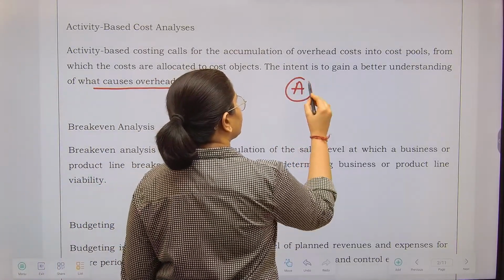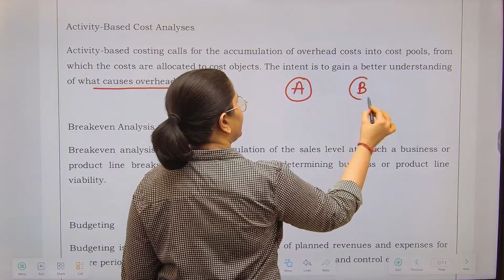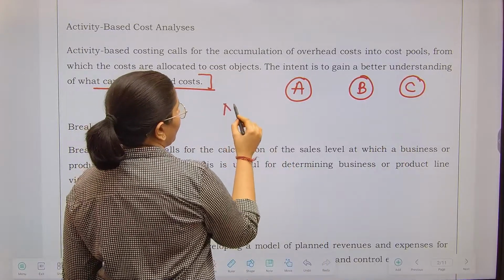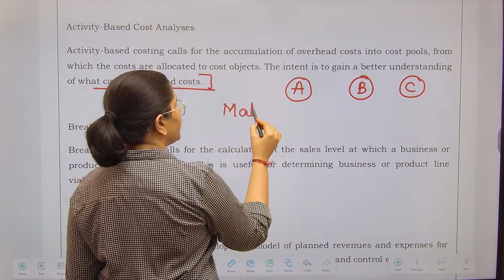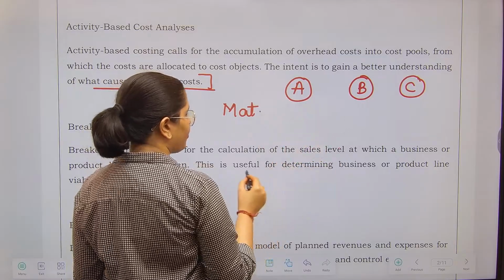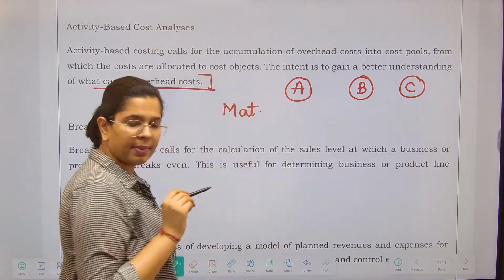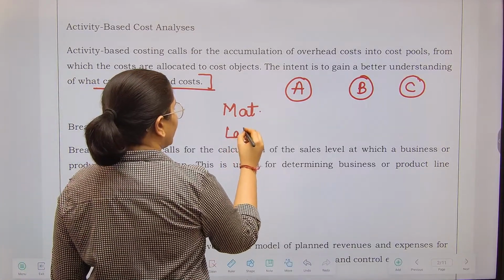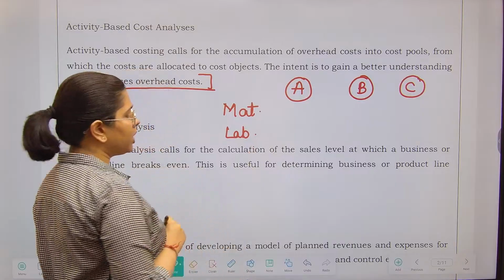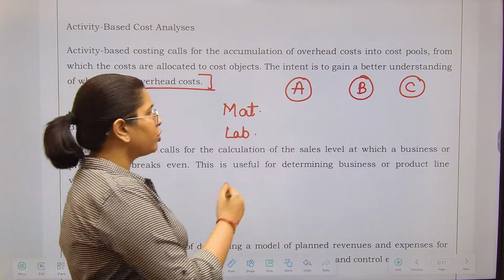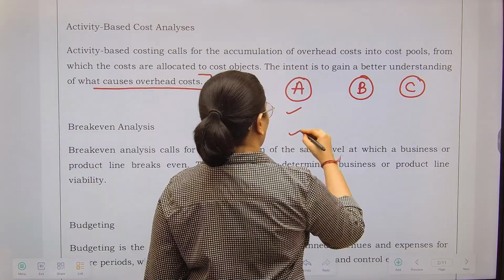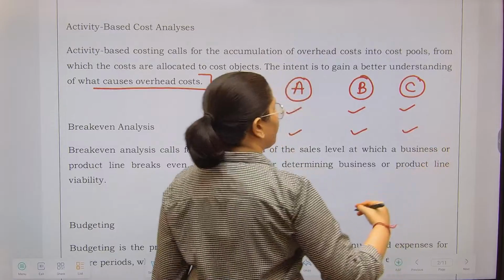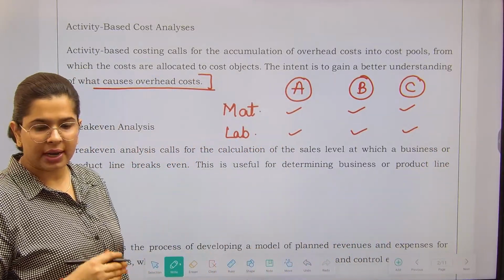There are three products A, B and C. I purchased material, so I know specifically for which product I have purchased material. Then for which product I have employed how much labor, that also I know. So these will be called the direct cost. Direct cost which is allocable to any particular product directly is called direct cost.